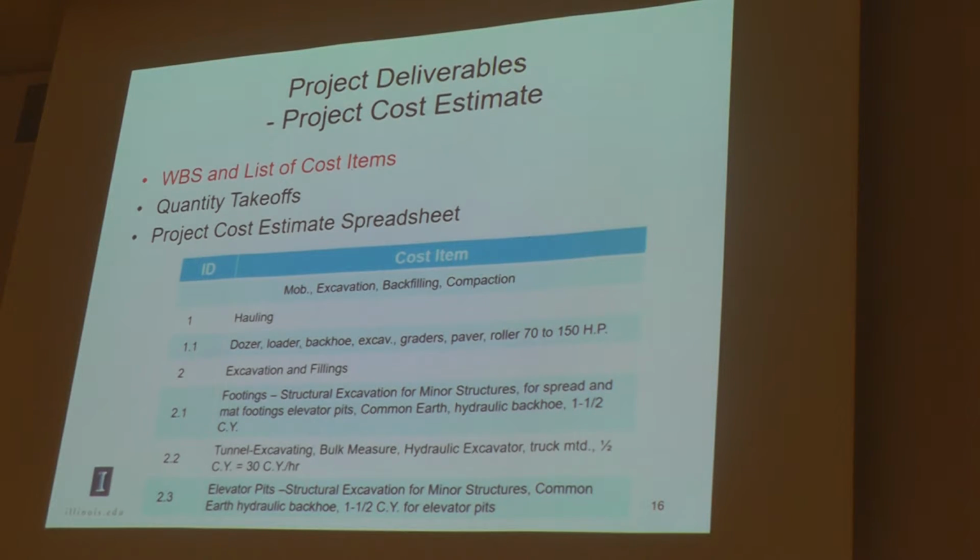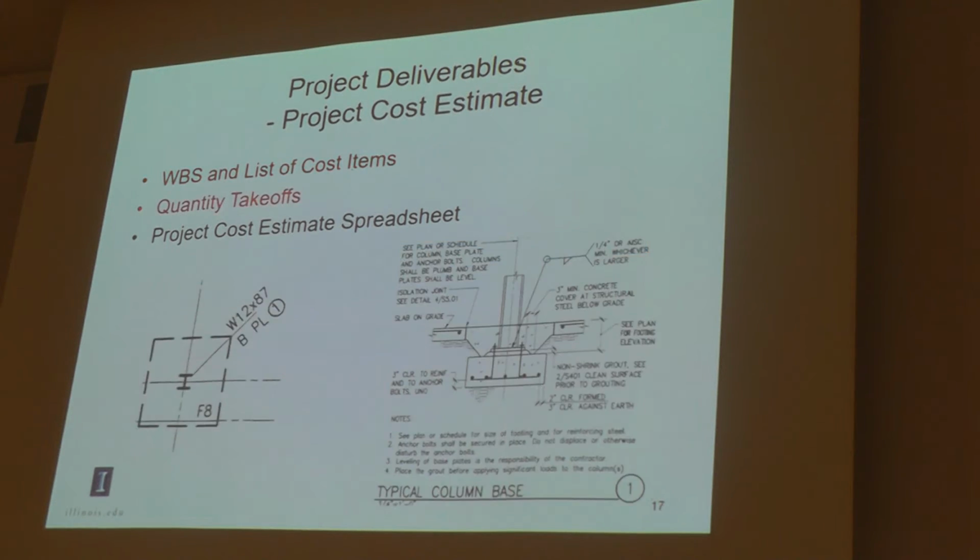So the next deliverable is the project cost estimate. We will rely on the work breakdown structure, because in the work breakdown structure we already have a list of cost items. For example, here. For the cost items, the second step is to do the quantity takeoff, because we need to know the quantity of the work, and we know the unit price. We can get a final total price for the work we'll be doing.